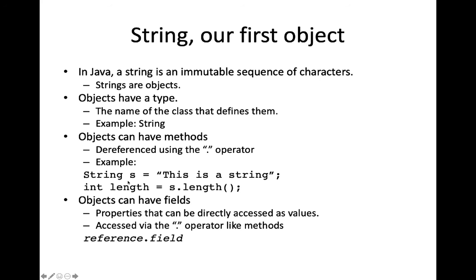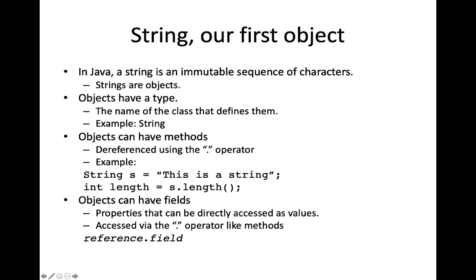So here I have a string s. So s is a named value, a variable. The value of that variable s is a reference. It's a pointer, a memory address of this literal string. This is a string, so this literal string creates the object in memory somewhere. And now s points to wherever that object is living in memory.